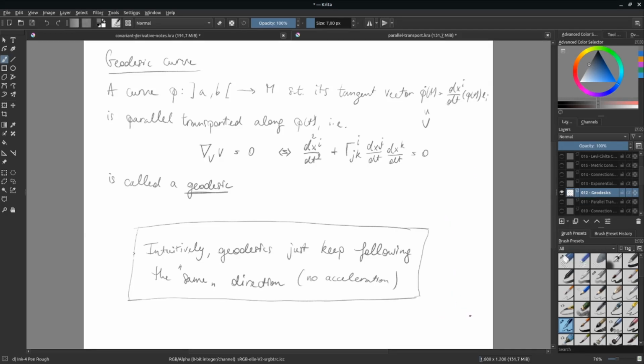We can also define a geodesic curve. A geodesic curve is a curve such that its own tangent vector, P'(t), is parallel transported along itself. So we have that nabla_V of V is 0. In coordinates, we get an equation called the geodesic equation. Roughly speaking, you could imagine that geodesics are special types of curves that just keep following the same direction, so they have no acceleration and are not turning in the manifold. They might be turning because they're on a curved surface, but otherwise they're not turning. And they also have constant speed and so on.